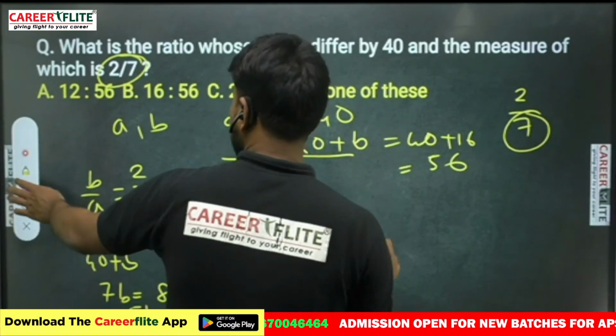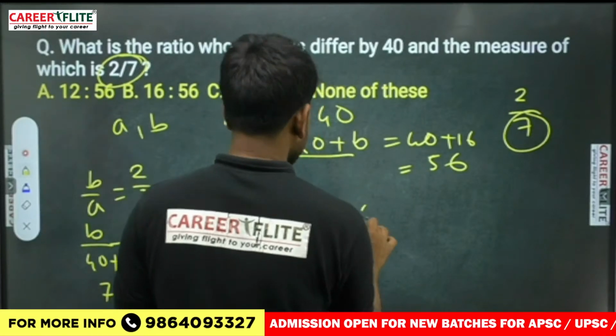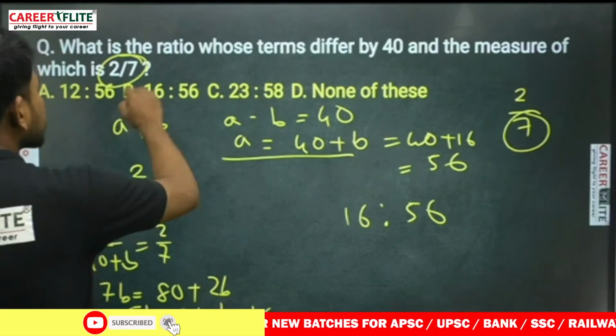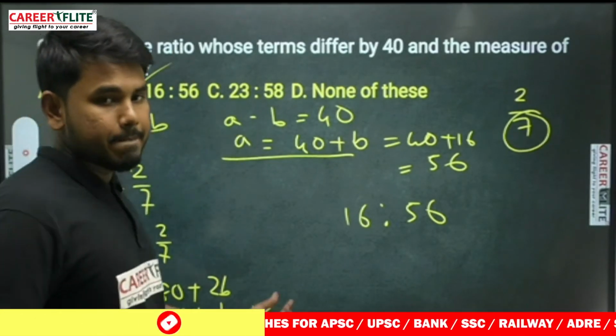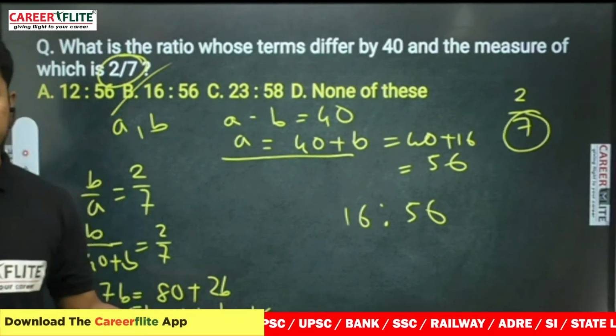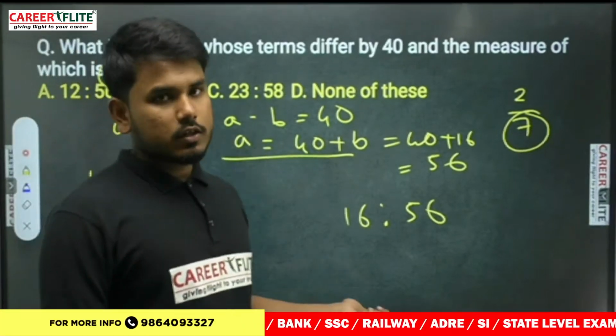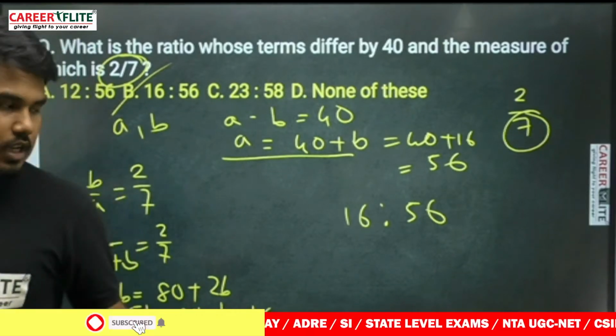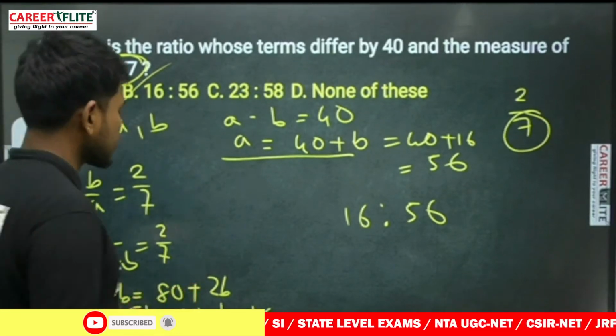So what is the ratio? 16 is to 56. This is option number B. Alright? Understood, guys? Understood, right? If you have understood, you can type in the chat. You can type yes, yes, yes.